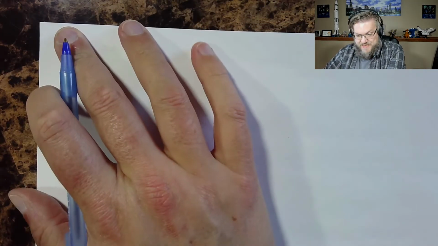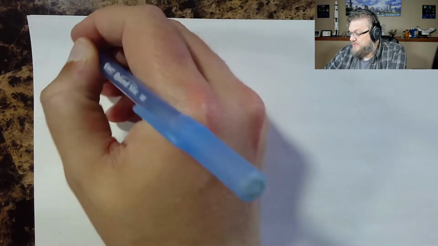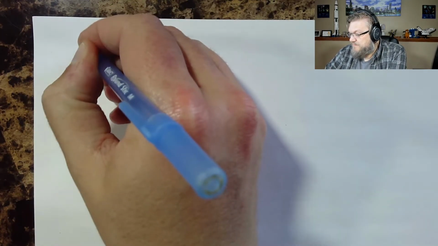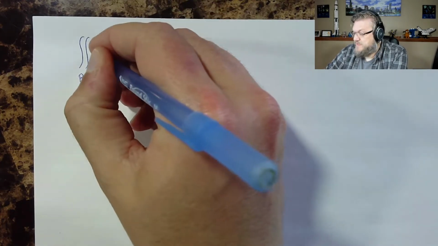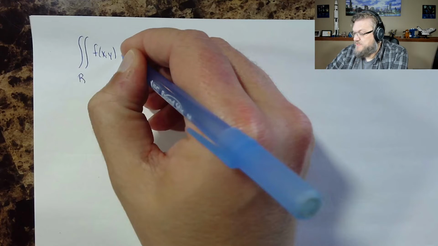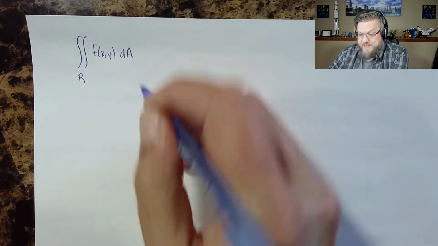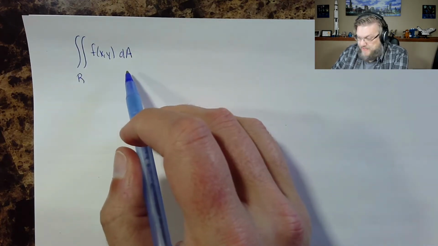So first things first, let's remind ourselves what we are dealing with, at least the notation. Then we'll talk about how we break that down and calculate it. So we are talking about a double integral, and we're given a region R and a surface f of xy. And this is with respect to the differential of area, dA, yeah?